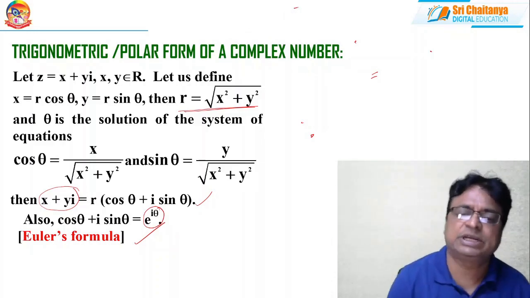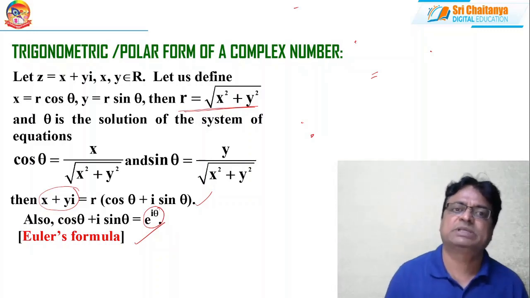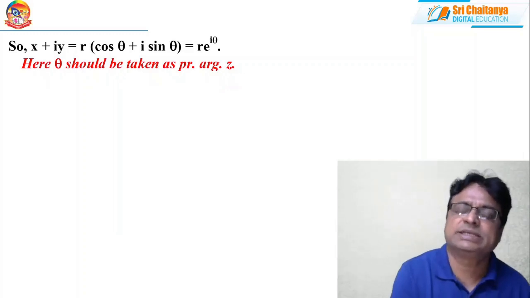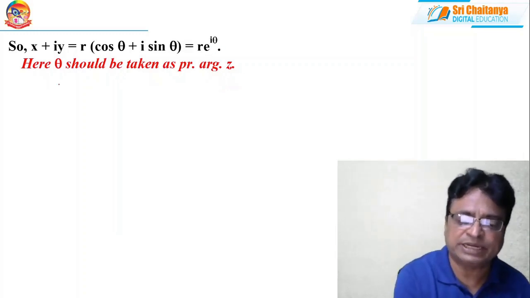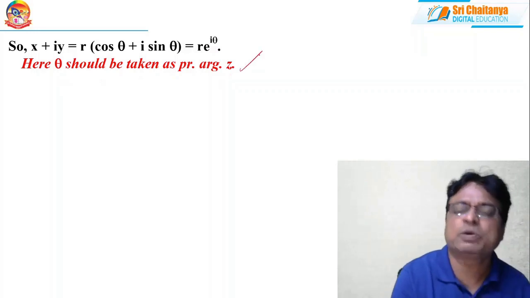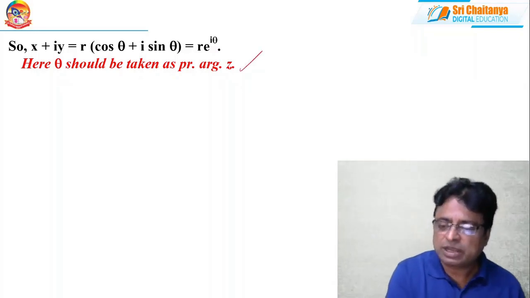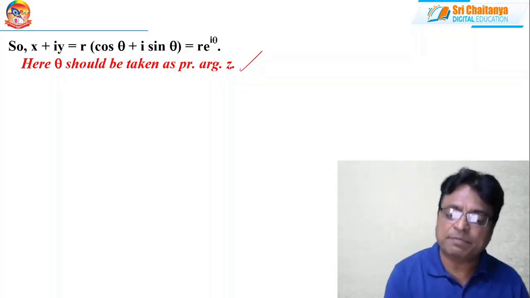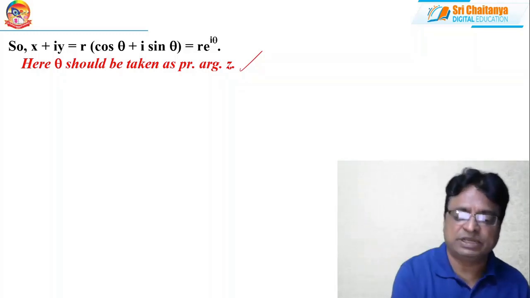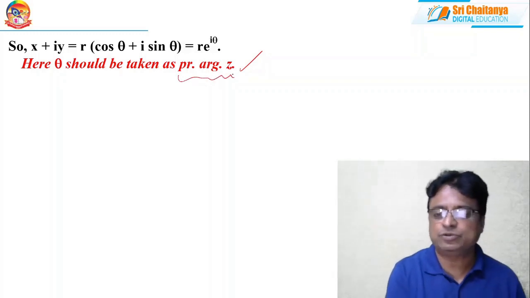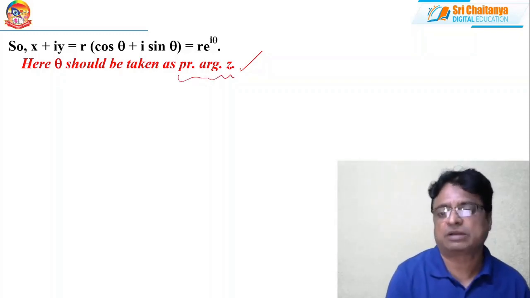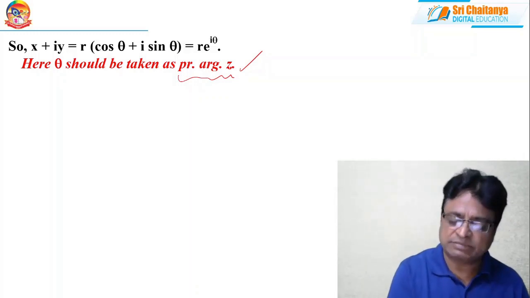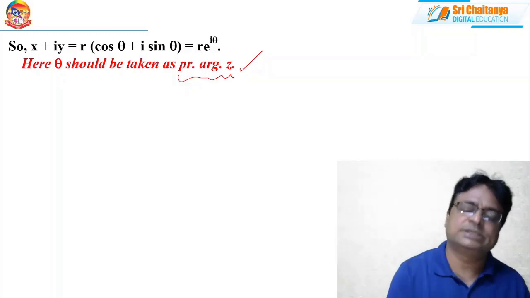And e power i theta is represented with what? Cos theta plus i sin theta. Okay. So x plus iy is equal to r into cos theta plus i sin theta, that is equal to r e power i theta. Here theta is what? Principal argument of z. So as long as we are representing any complex number in polar form or mod amp form, there theta is always the principal argument of z. Please don't use argument or general argument. Only you have to consider principal argument.